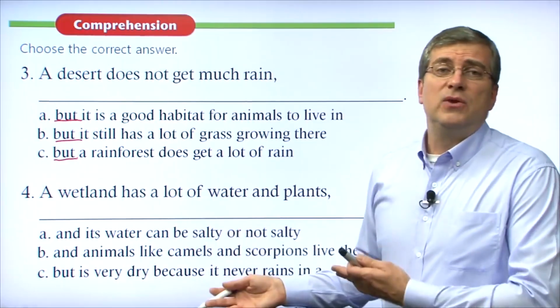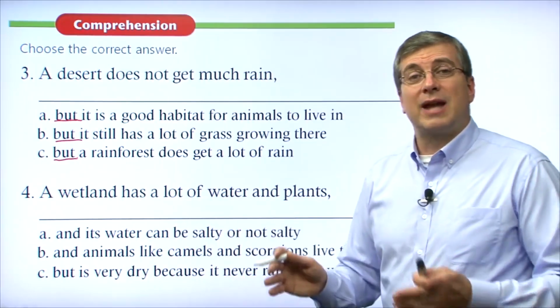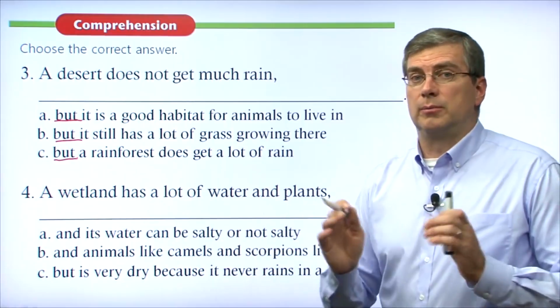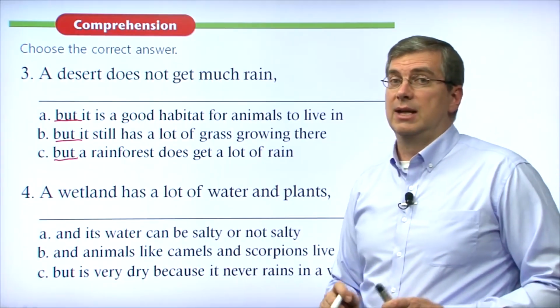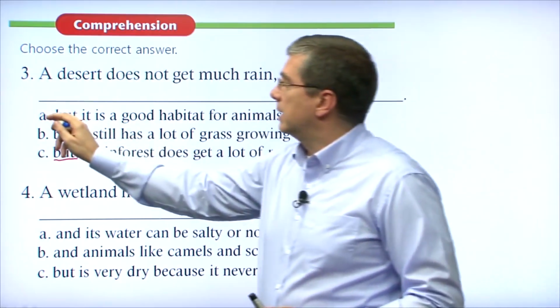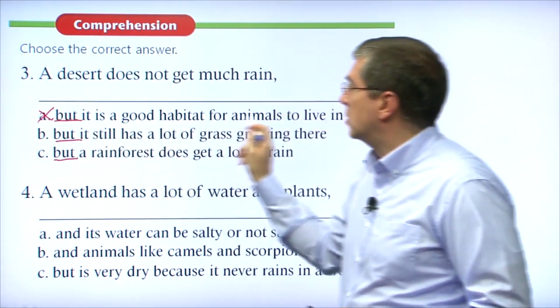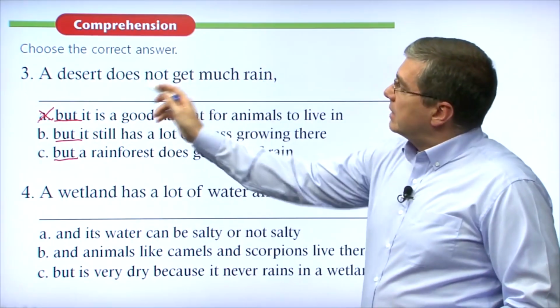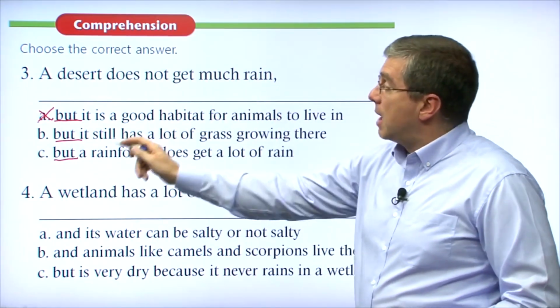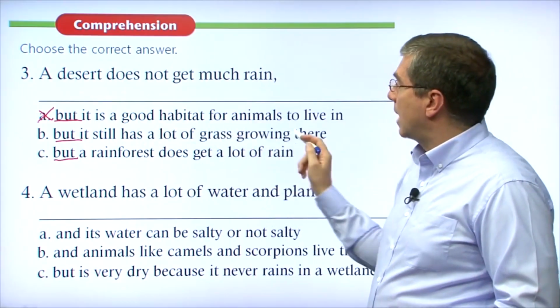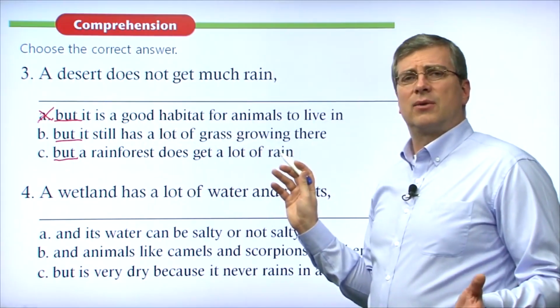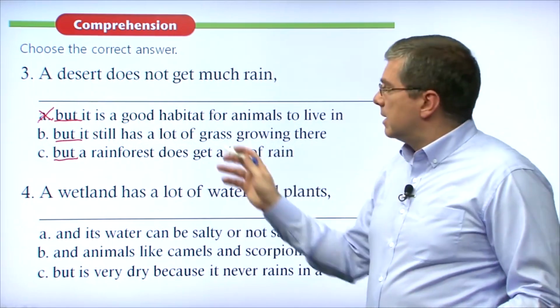If you remember, just a few minutes ago, I said a desert and the Arctic, what do they have in common? They are both difficult places for animals to live in. So this is not true, right? A desert is not a good habitat for animals to live in. A is not the answer. B, a desert does not get much rain, but it still has a lot of grass growing there. That doesn't make sense, right? If it doesn't get a lot of rain, there's not a lot of water there, there's not a lot of grass growing there.